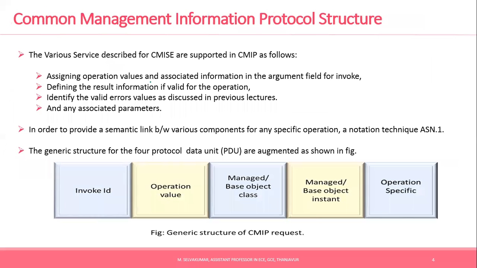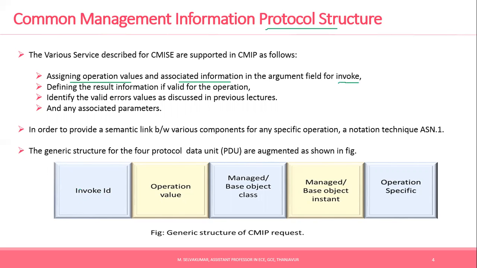Next, Common Management Information Protocol structure. Here we are going to discuss the various services described for CMIS that are supported in CMIP as follows: assigning operation values and associated information in the argument field for invoke. As we already discussed, the managing system we call the invoker, and the managed objects have a performer.